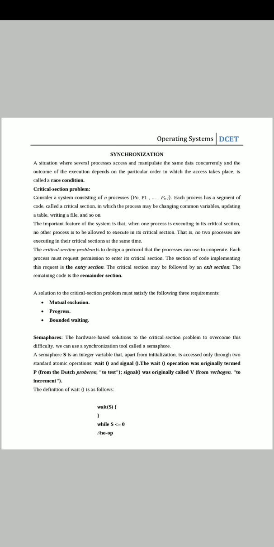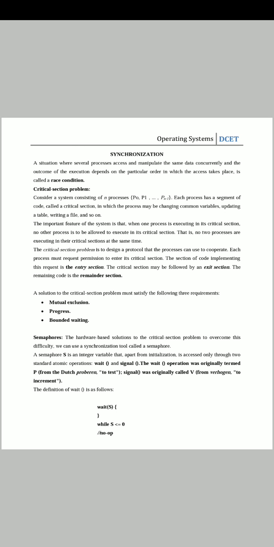It is an integer variable. Apart from initialization, it is accessed only through two standard atomic operations. This S can be accessed only through atomic operations. One is called wait, another is signal. These two operations or functions are used to perform the semaphore operation. Usually S should be an integer value. The wait operation was originally termed P.